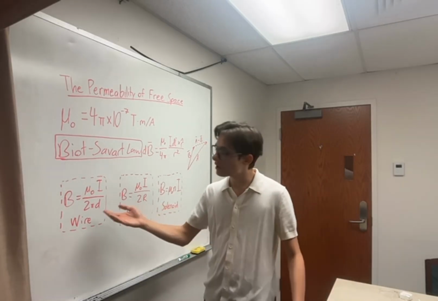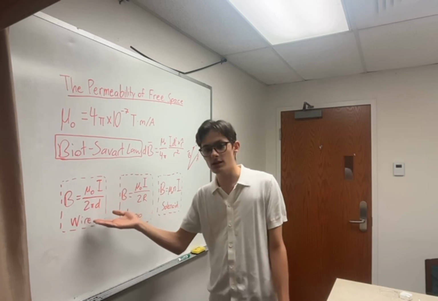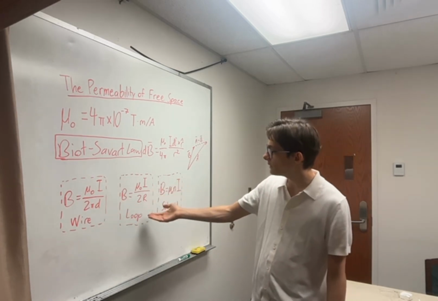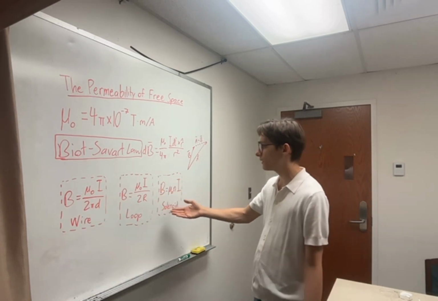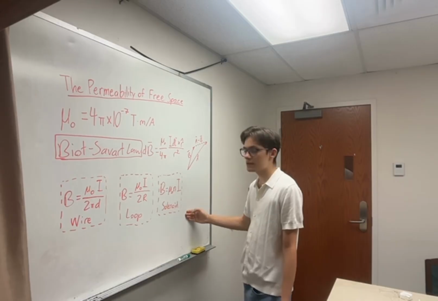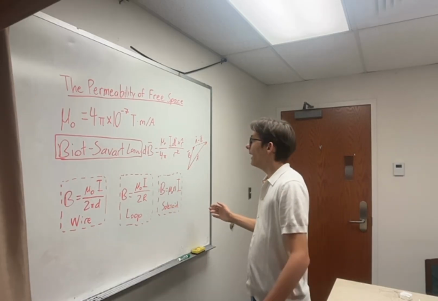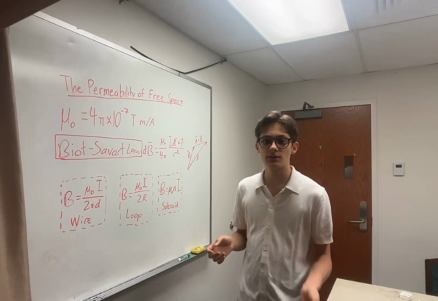For instance, for a long straight wire, you would end up with this. For a loop, you would end up with mu0 I over 2r, and for a solenoid, the same thing. It all depends on the geometry.